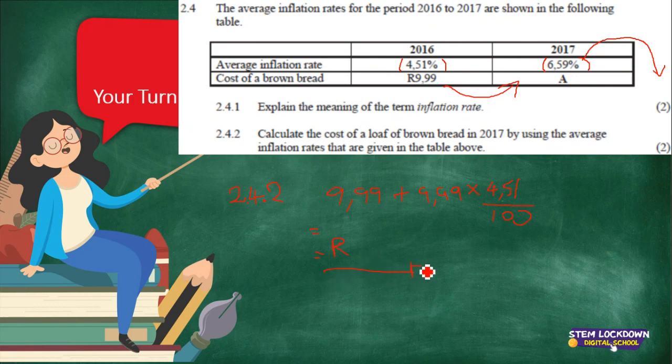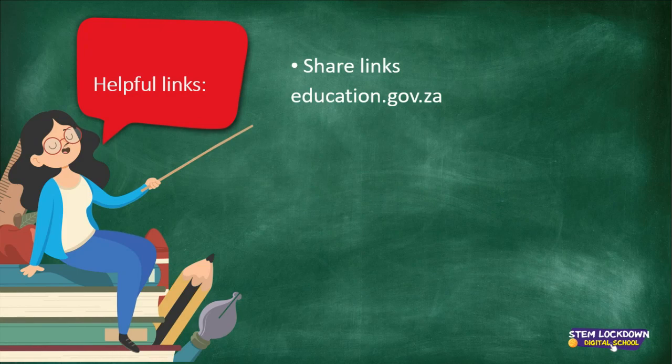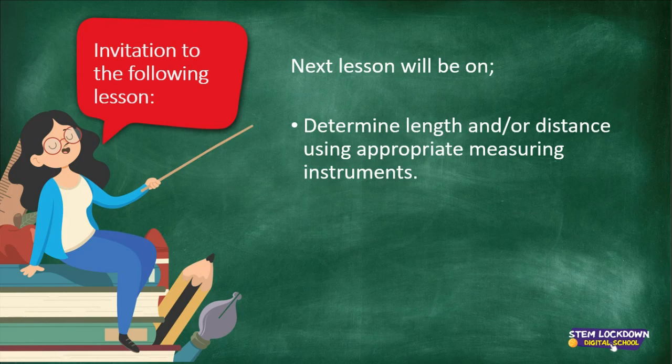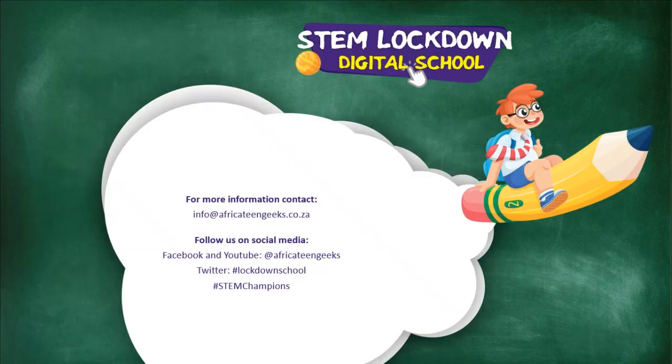Due to time, I need to stop there. But I think today's lesson went okay. I think it was productive from my side. I don't know about you guys. For more information, you can look at exam papers posted on the Basic Education website, education.gov.za. Tomorrow, we'll look at measurements. We're done with finance. We'll be looking at how to determine length and distance using an appropriate measuring instrument.